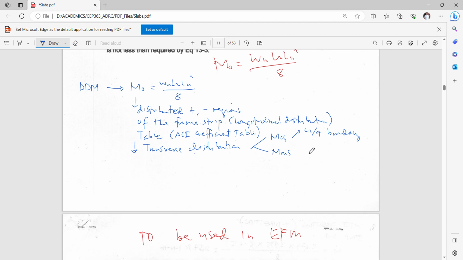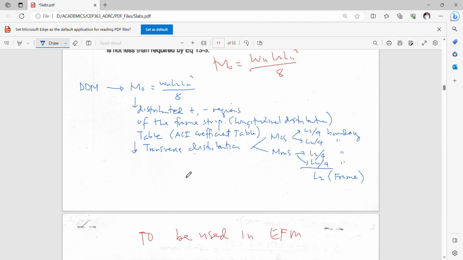In this, your middle strip will constitute another L2 over 4 boundary on one side and L2 over 4 on the other. So in total, this MCS and MMS will simply be equal to L2, which is the boundary of your equivalent frame strip. So this is your frame strip.